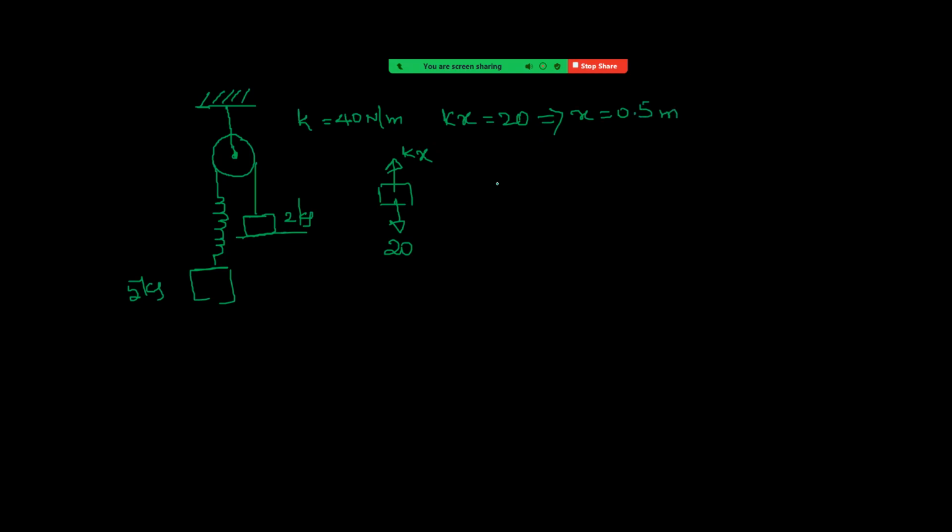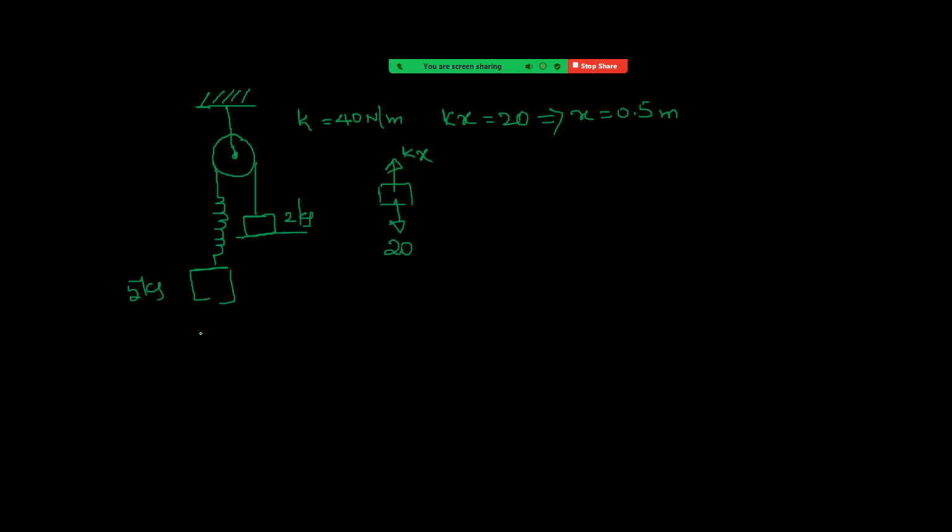Okay. So here we assume that Hooke's law is valid. That means spring force is k into x. Right. When x equal to half, now we can see coming to 5 kg block, one is the spring force that is upwards and mg downwards. Then see what we can write here.